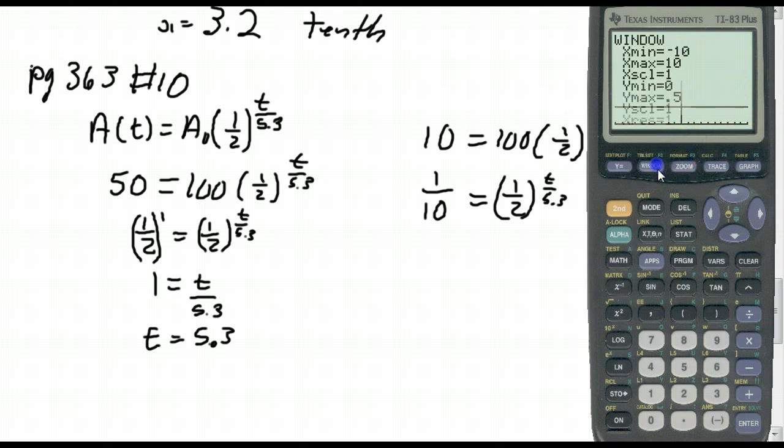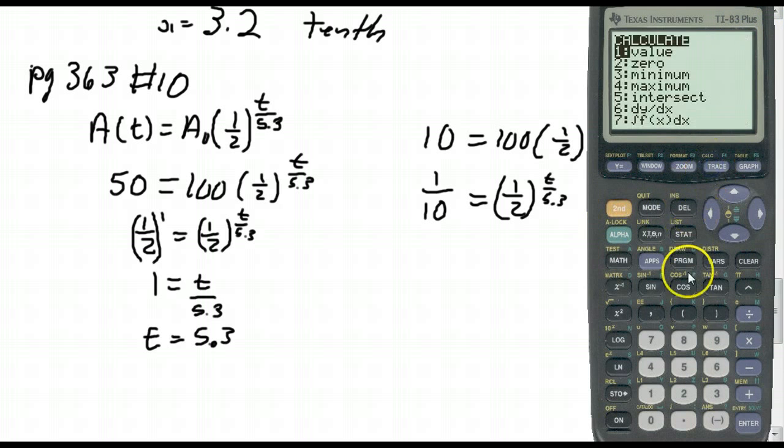It's going to be somewhere off there, so I'm going to change my x values. So let's take x from 0 to, I don't know, let's go to 50 by 5s. And here we go. We have our intersection, so we'll just let this finish graphing.